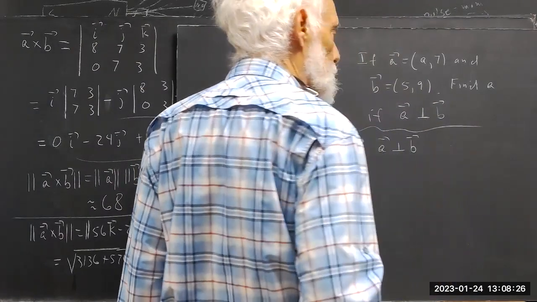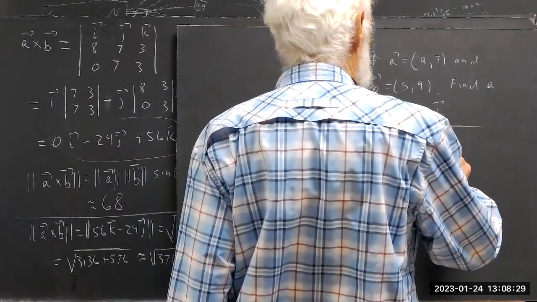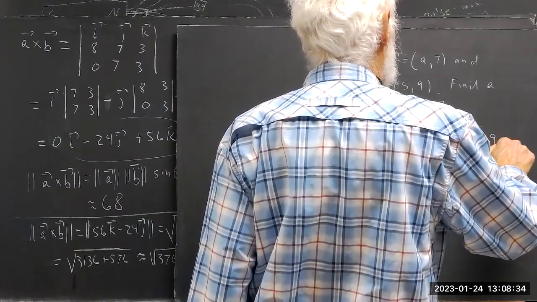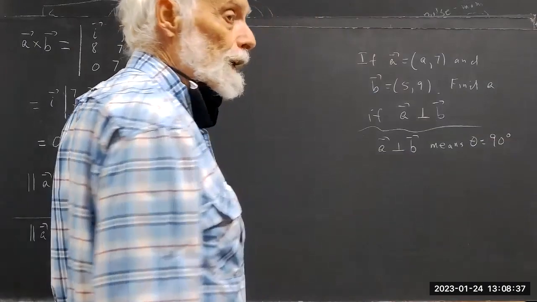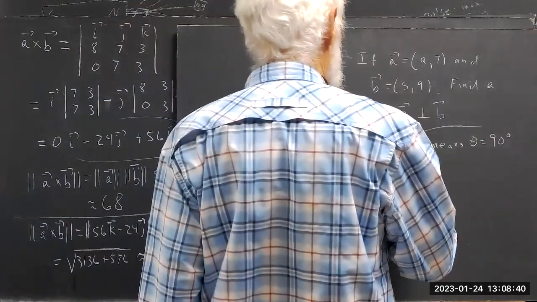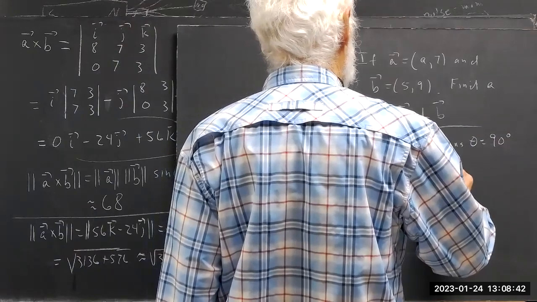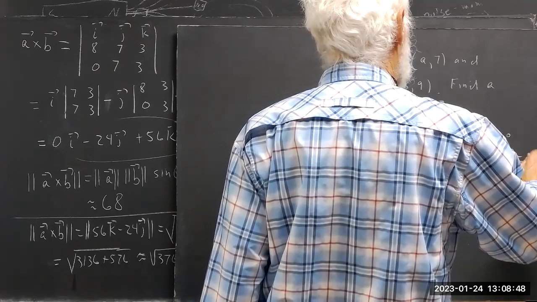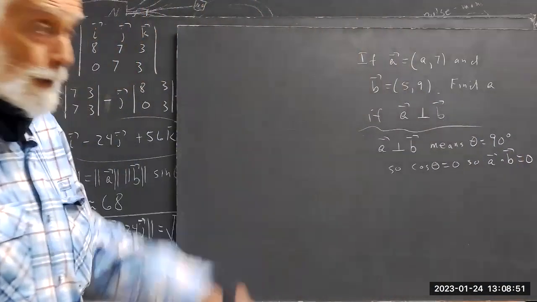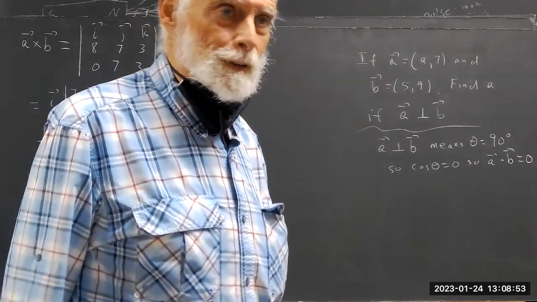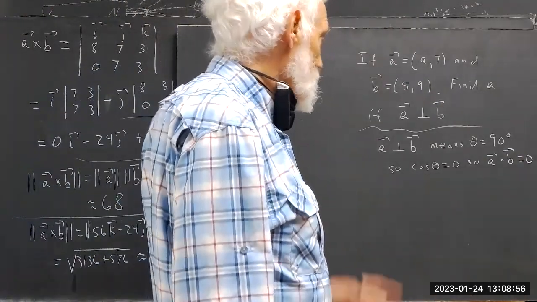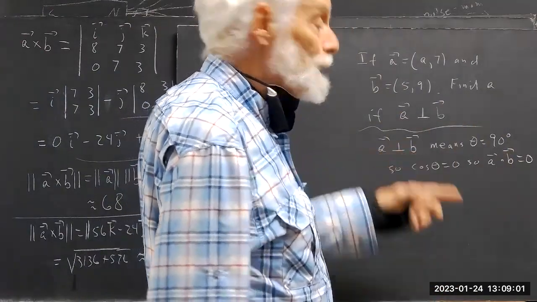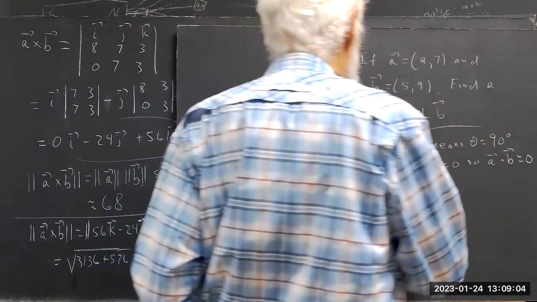What does it mean for A to be perpendicular to B? That means theta is 90 degrees, right? Cosine theta is 0, so A dot B is 0. Now you might just cut to the chase, and those that got it did. They knew A perpendicular to B means A dot B is 0.